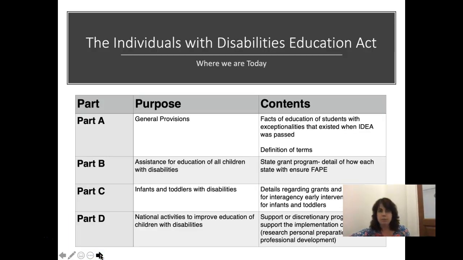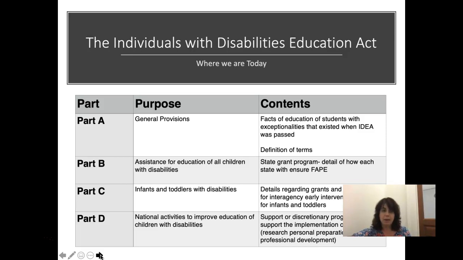So the Americans with Disabilities Education Act, which is what we were just talking about, was first passed into law in 1975. The last addendum was in 2004. It has 4 parts. The first part is Part A, which is general provisions. So that's just terms, definitions, things like that.